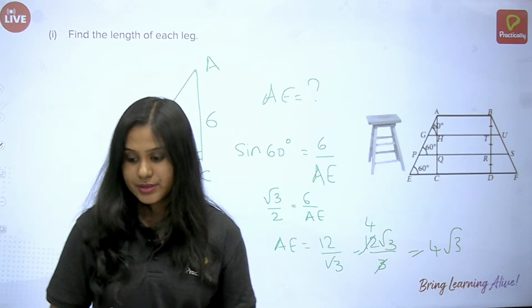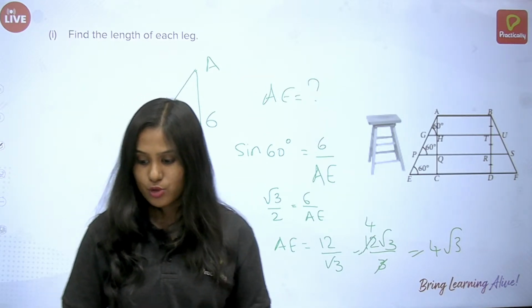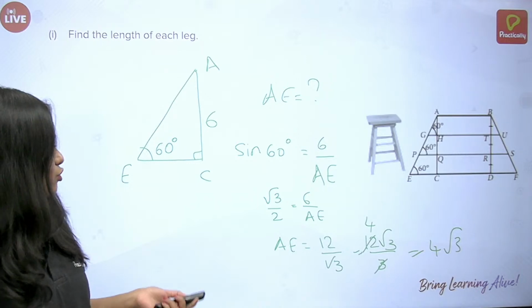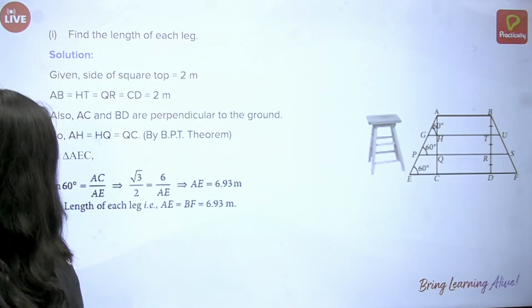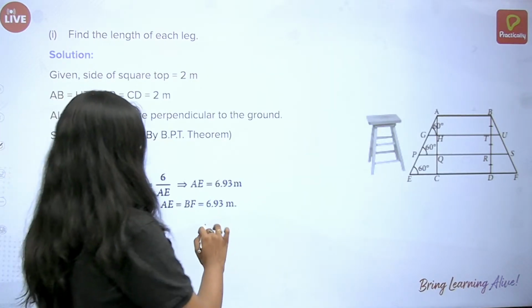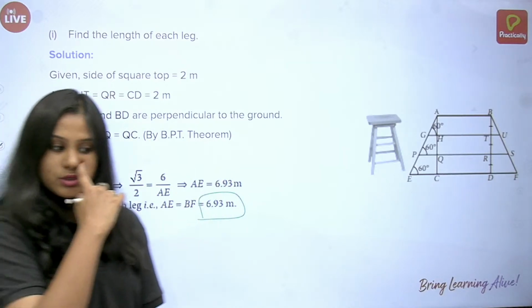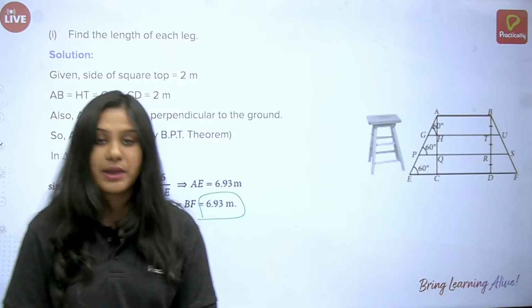All right. Okay, let me just check. What is the answer? 4 into 1.73. So 6.93 you should get. You should get 6.93 meters as the answer.